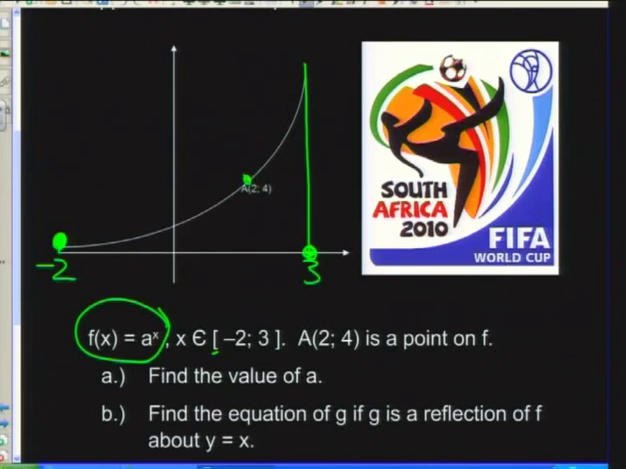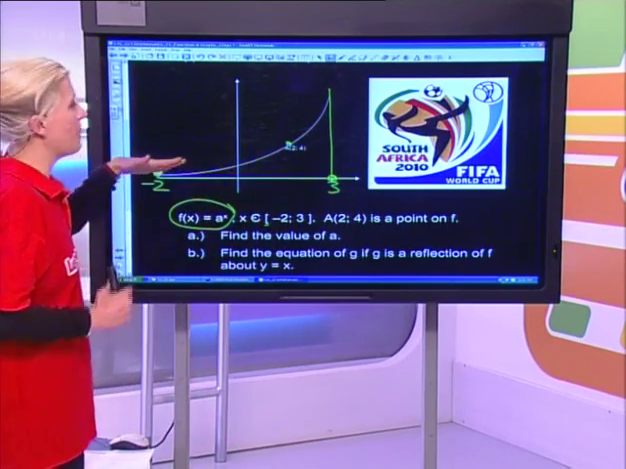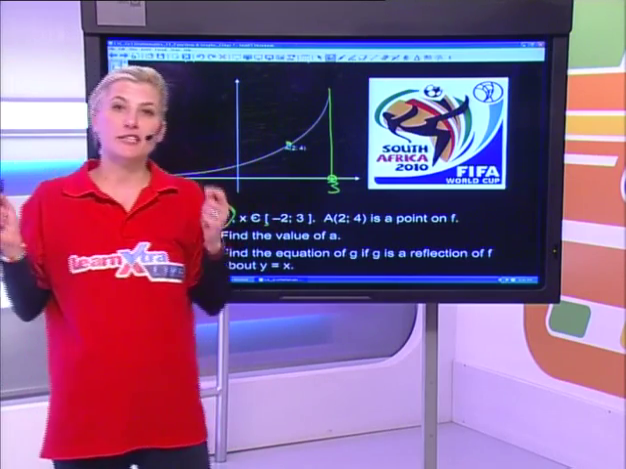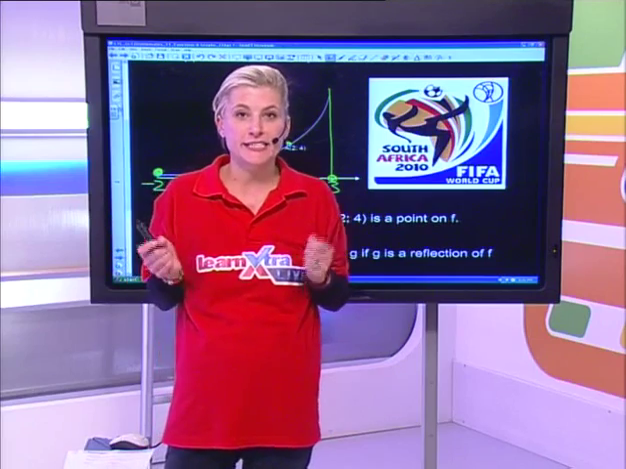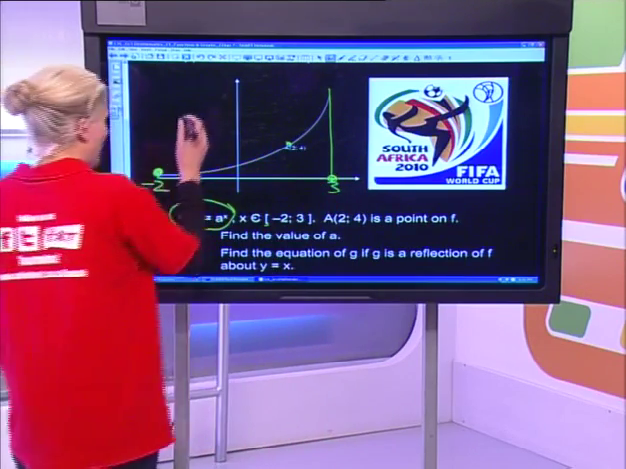The first question asks us to find the value of a. Now, it is very important to have some sort of an idea of what you're working towards. I can see that my graph is increasing, and I know that my exponential graph is only increasing if a is bigger than 1. So that at least gives me some idea of what I'm working towards, and I'll know if I made a bit of a mess up.